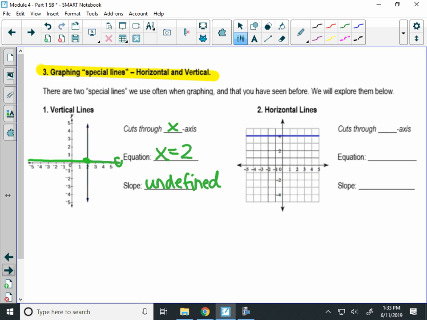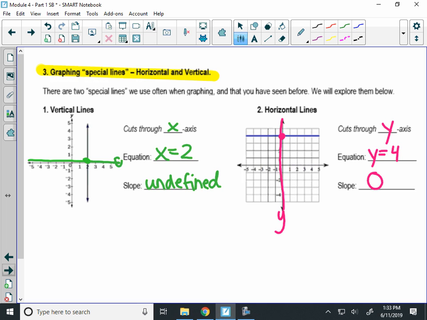For a horizontal line, that horizontal line cuts through the y-axis. Here's the y. And it cuts through the y-axis at 1, 2, 3, 4. So the equation for a horizontal line is y equals. The slope of any horizontal line is equal to 0.